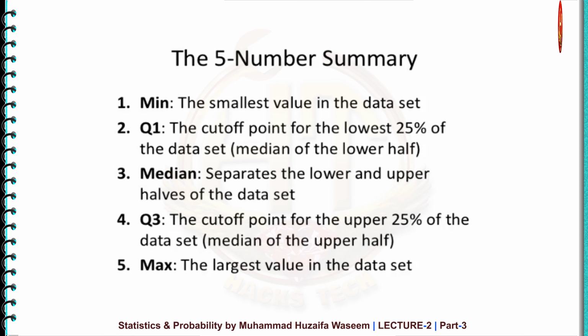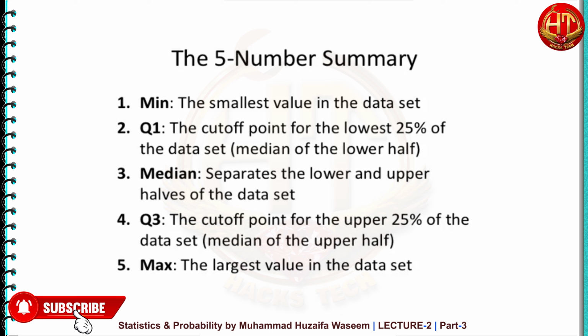Five number summary. What is a five number summary? First, the minimum observation; second, quartile one; third, the median; fourth, the third quartile; fifth, the maximum value. It means that if you are asked to calculate the five number summary from the given data, you have to calculate five observations: first is the minimum observation in the given series, second is the first quartile, third is the second quartile, fourth is the third quartile, and fifth is the maximum observation in the given series. So this is a complete packet for the five number summary. Okay.